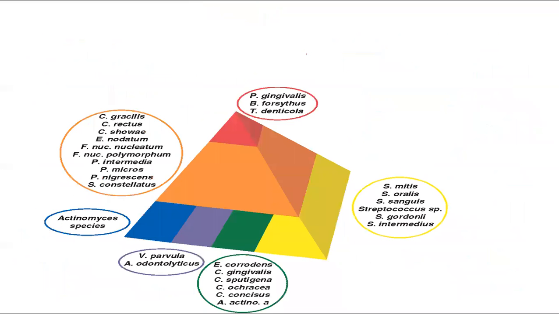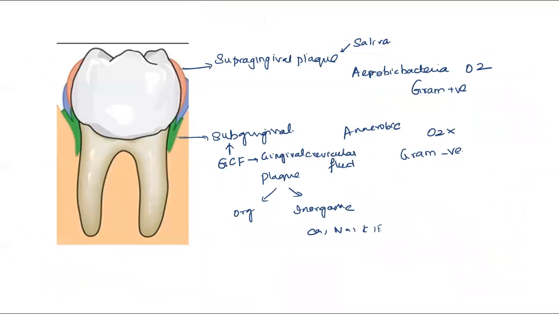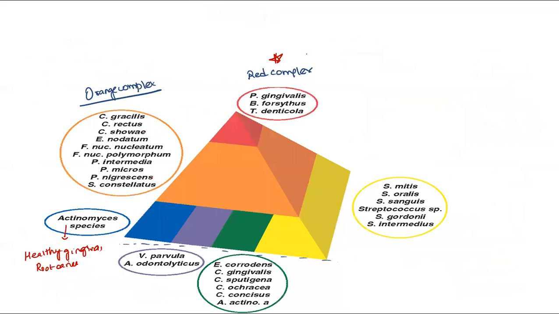Okay, so just for a quick recap, we studied supragingival plaque and subgingival plaque. Supragingival plaque is about the gingiva, and what happens over there is there are a lot of aerobic, gram-positive bacteria, and it gets its nutrients from saliva. Subgingival gets nutrients from gingival crevicular fluid, and it has anaerobic bacteria, mostly gram-negative. And the most important thing to remember is red complex and orange complex.